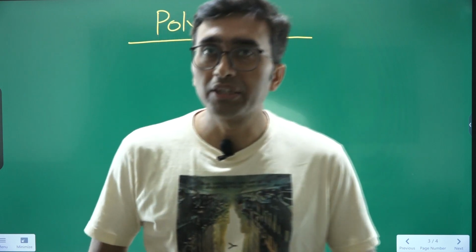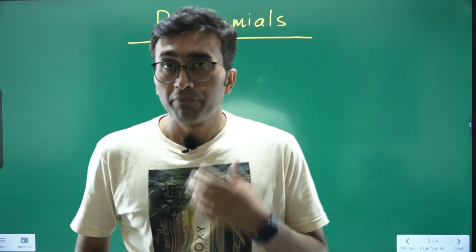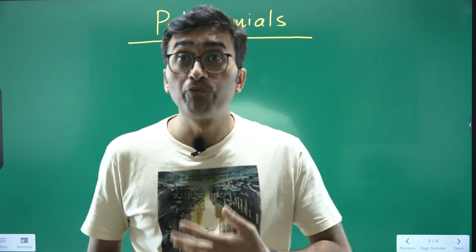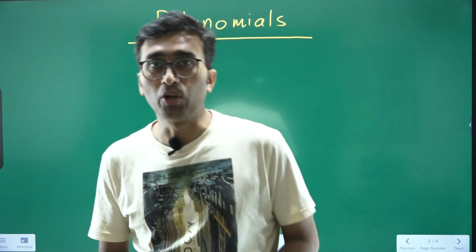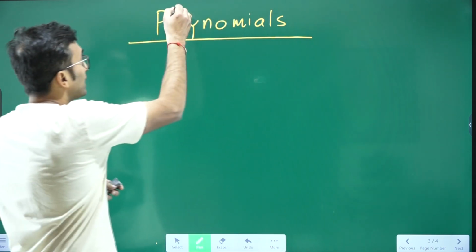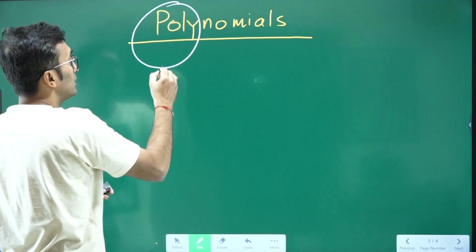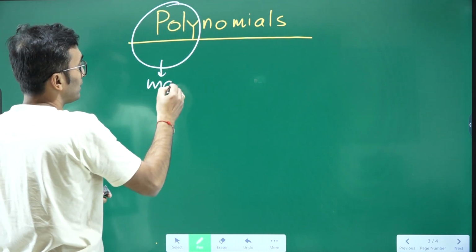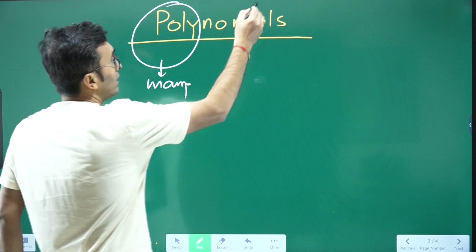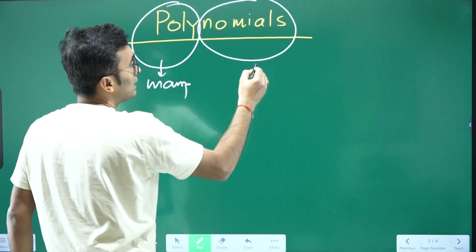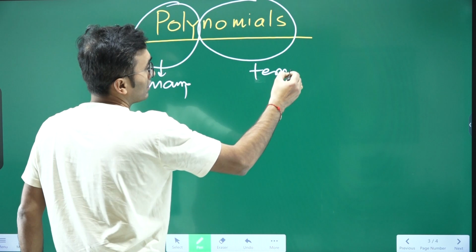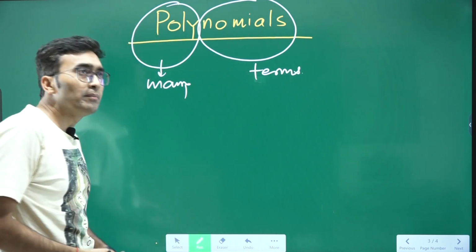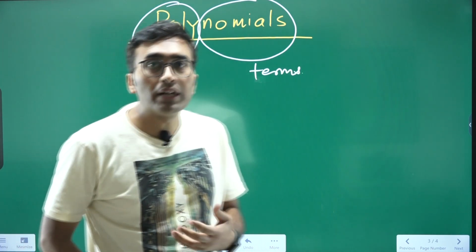We are going to start the chapter polynomials. First of all, we have to understand what is meant by a polynomial. See, first thing, we have a word poly here, that means many, and the word nomial means terms. Polynomial means a thing that contains a number of terms.